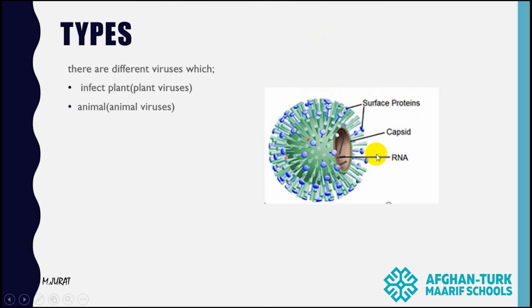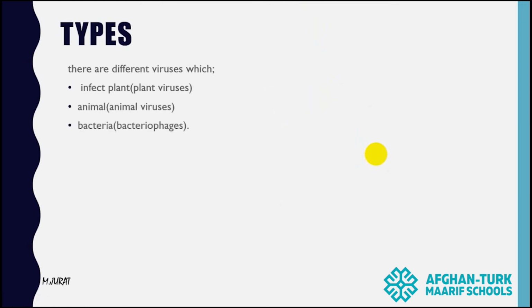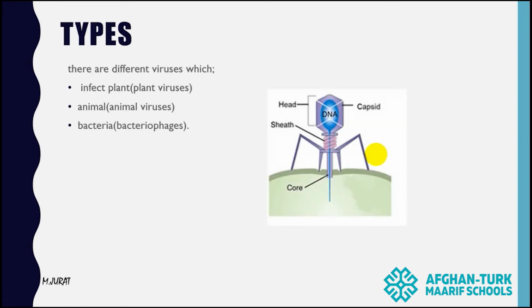The third sort of virus is the bacteriovirus or bacteriophage, a virus which can only infect bacteria. As you see, its structure is a bit different, with a core and sheath, head and neck, and different structures it can have.